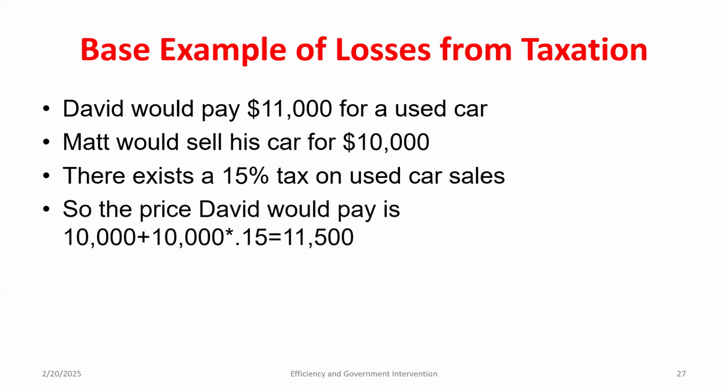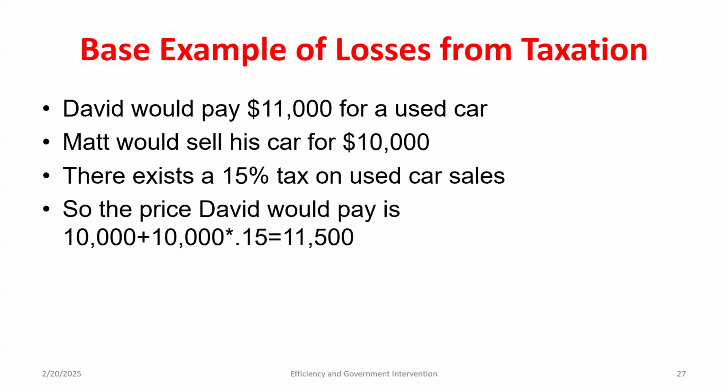Well, even if Matt's feeling really nice, he's like, you know, I like you, David. I'm going to sell the car here. I was willing to sell it for $10,000. I'm not even going to haggle with you. I'll sell it to you for $10,000. David's like, great. I would have paid $11,000. The problem is when he now buys it from Matt, he has to pay Matt $10,000 plus this additional sales tax. So what's the additional sales tax? If it was 15%, another $1,500.